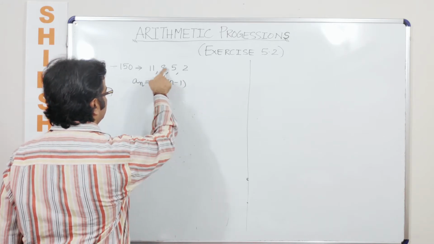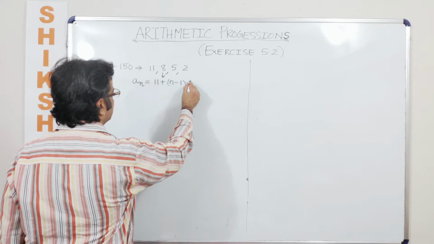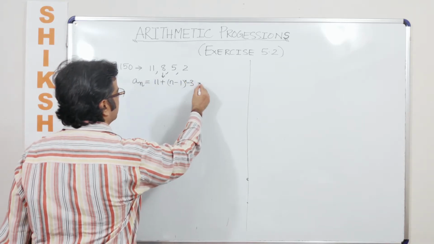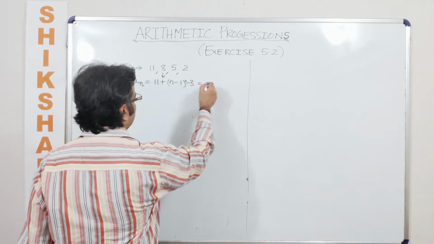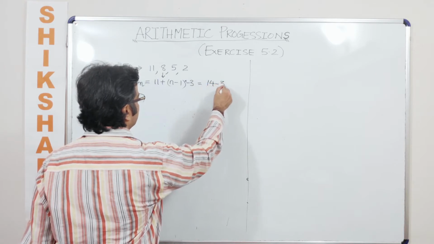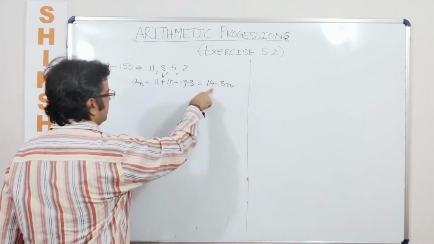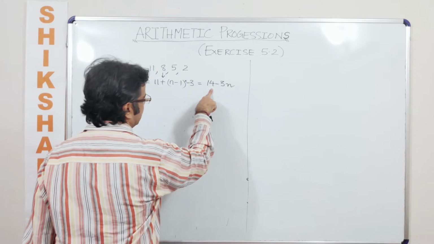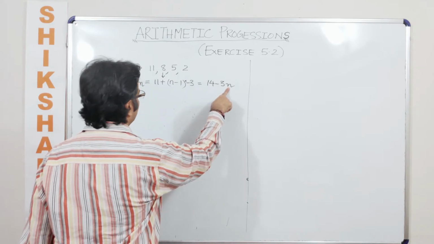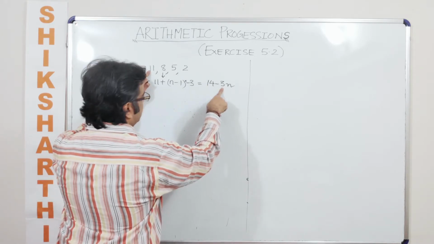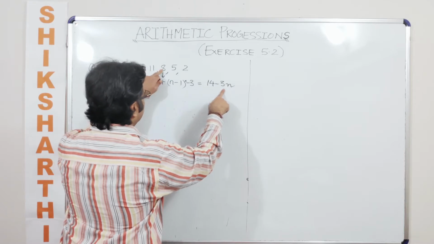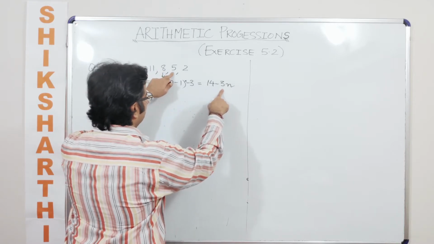What is the common difference here? 8 minus 11, which is minus 3. So can I say this is nothing but 11 plus 3, which is 14 minus 3n. Let me check whether the value that I have got for the nth term is correct or not. So substituting the value of n as 1, I get 14 minus 3 as the first term, then 14 minus 6 as the second term, then 14 minus 9 as the third term.